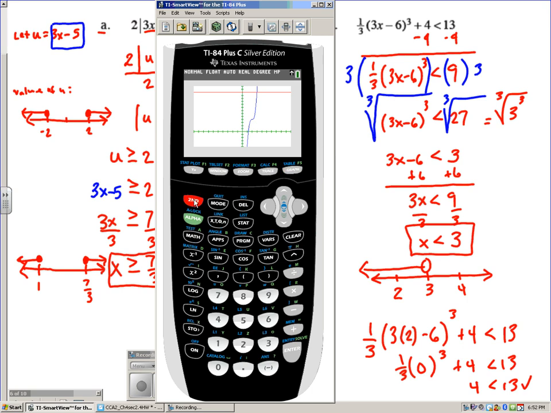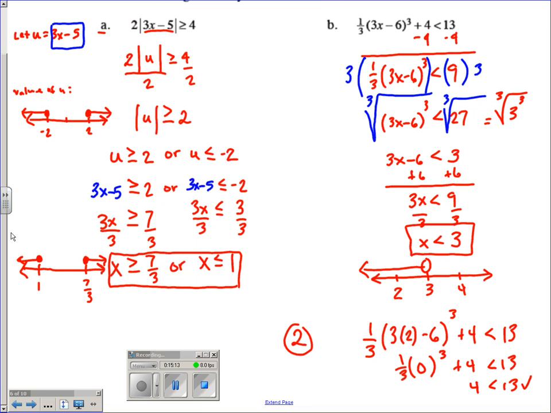Let's check it out. Second trace, do our intersect function. So our first curve, our second curve. Our intersection is 3. So x is 3 and y is 13. So we know that everything less than 3 for our x values is going to give us points down here. So we are correct. So remember, that's just another way to solve it or to check it there. Hopefully this helped you out there.